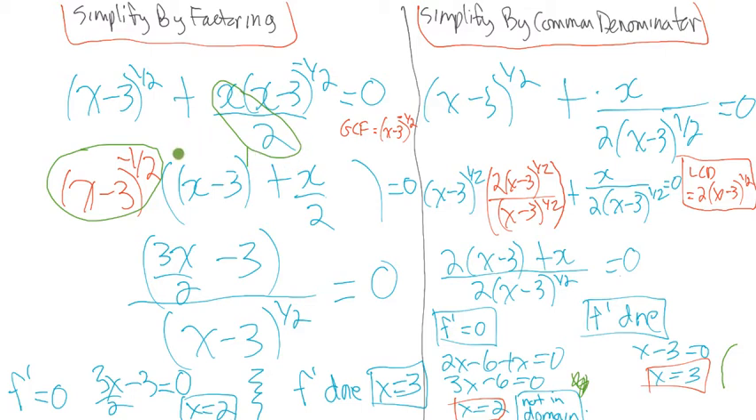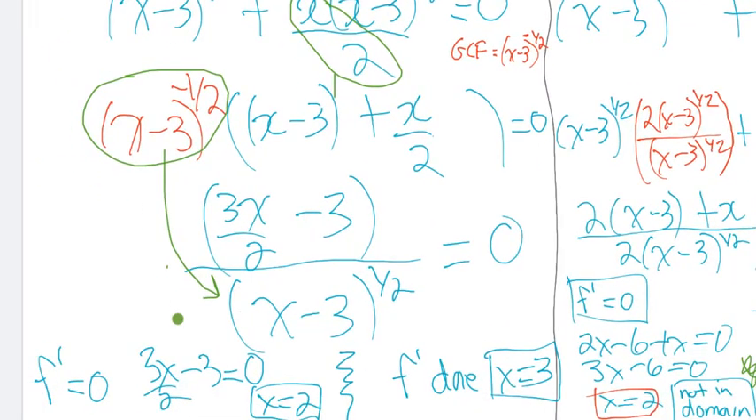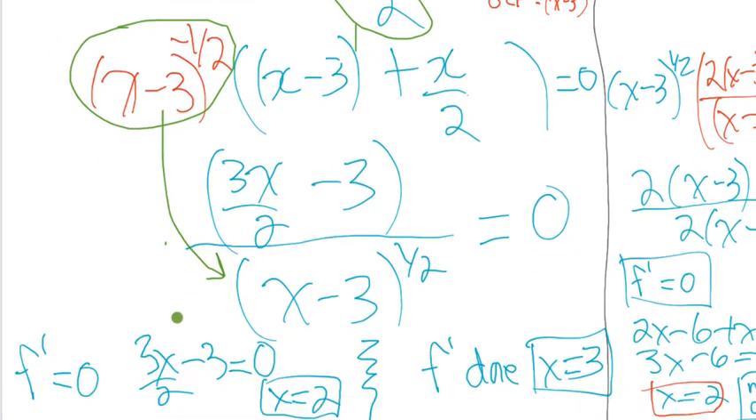So now I have x plus x over 2. Well, that's 1 whole plus a half. That's 3 halves. So I've got 3 halves x minus 3. Now that's negative 1/2, so I can bring that down to the bottom and make it a positive exponent. And now I just go ahead and go into my solving. I'll just zoom in on that a bit.